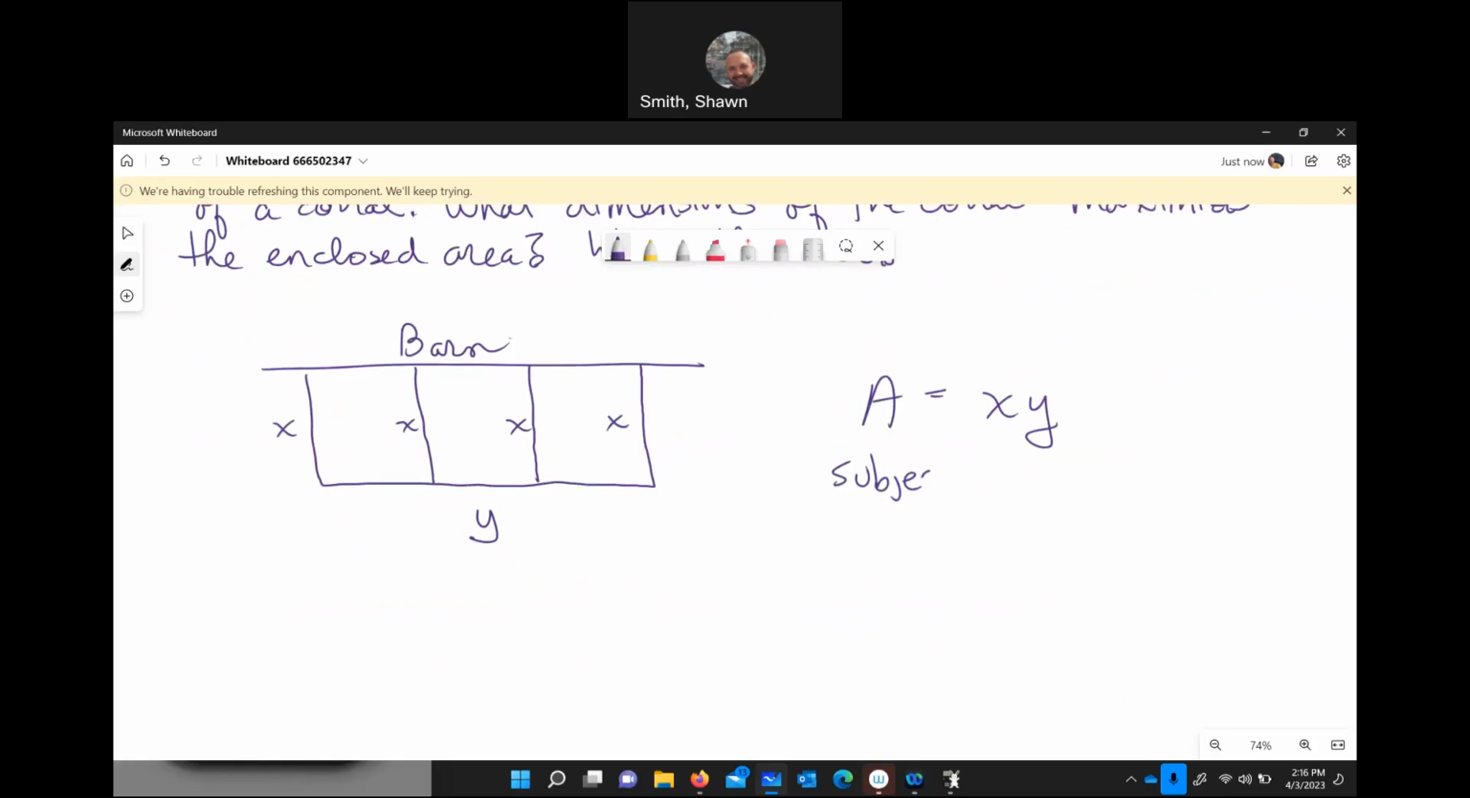Subject to, we only have 400 feet of fencing. So X plus X plus X plus X is 4 X's plus the 1 Y has to be 400. Actually, it can't exceed 400. We can do less, but you know, use it all.